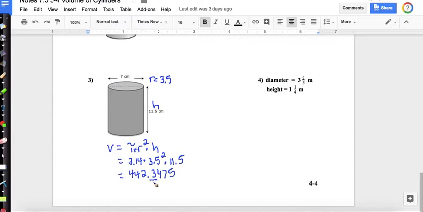And underline the tenths place and look to the right. It's 4 or below, so I'm going to let it go. So it's 442 and 3/10. Make that a 3. And 3/10 because we're keeping it the same. And it's centimeters cubed.